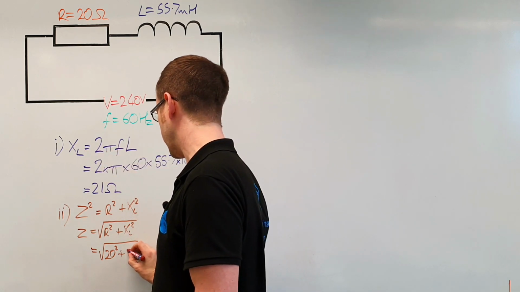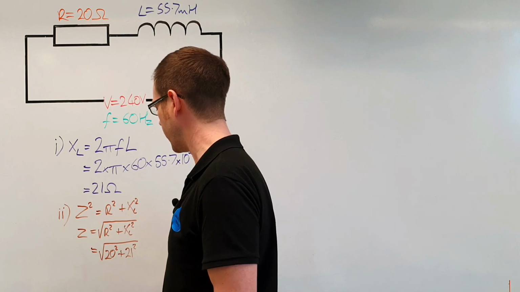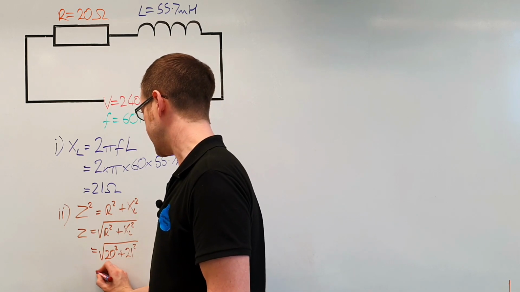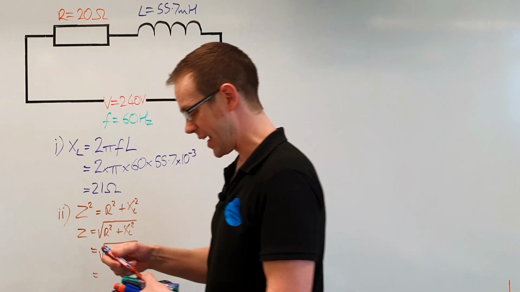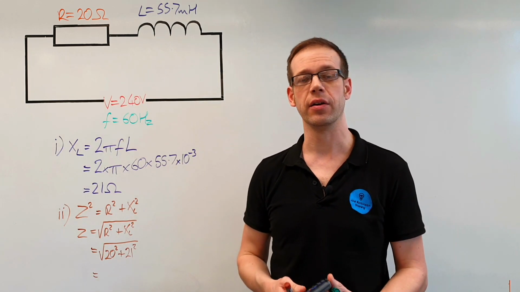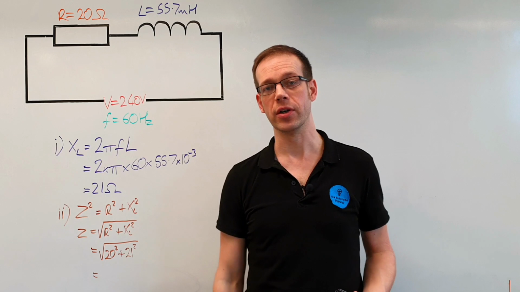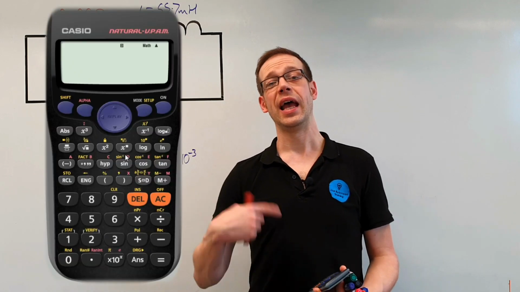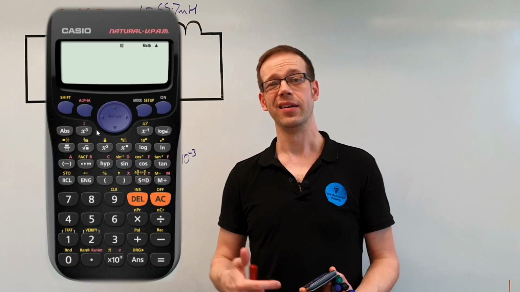So we've got 20 squared plus 21 squared. And then that is going to give us a value of, again, we could work through every stage of this, and you may want to do that if you're so inclined, just to prove to yourself that you're getting it right stage by stage. But I'm going to show you how to put it into the calculator nice and simply.